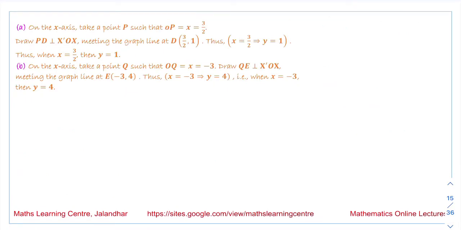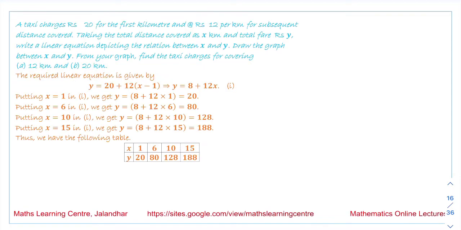Now in the next question it is given that a taxi charges rupees 20 for the first kilometer. Suppose we have taken the taxi from point A. This is the first kilometer we are talking about. For the first kilometer it is charging rupees 20, and after that for the subsequent distance covered it is charging rupees 12 per kilometer. For the next it is 12, for the next it is 12.